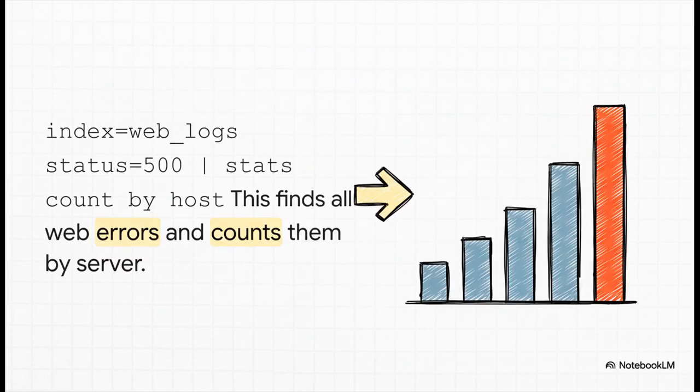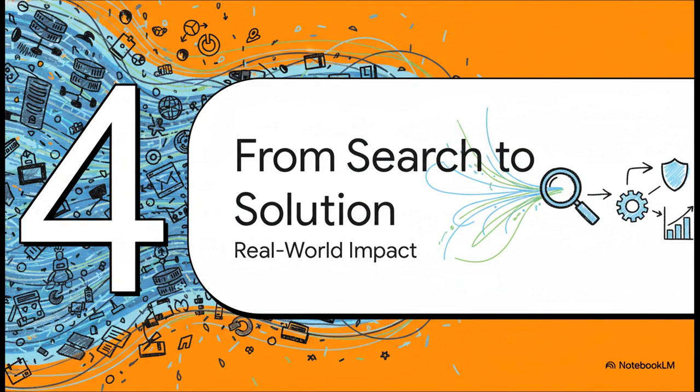That's it, that one single line of SPL tells Splunk to search the web logs index for all status 500 errors, and then count them up for each host. In just a few seconds, you get back this clean table showing you exactly which server is in trouble. It turns that mountain of raw data into a clear, actionable answer. Pretty cool, huh?